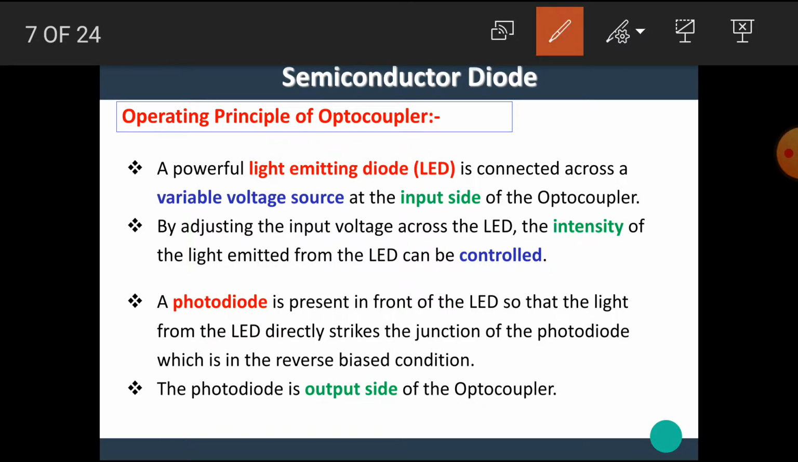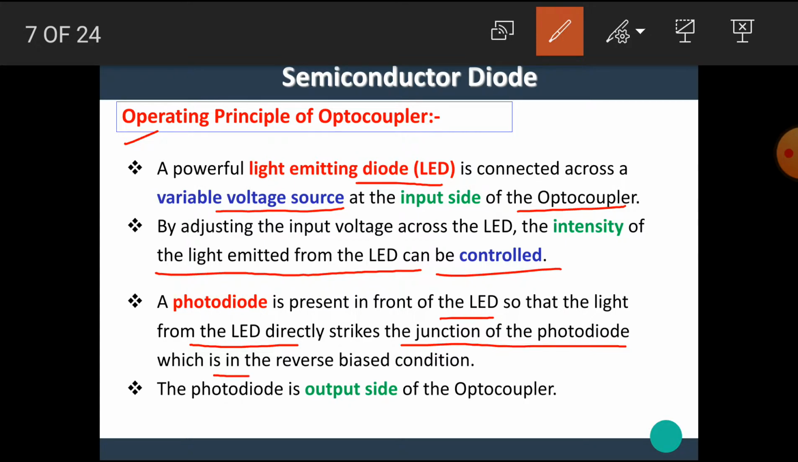Now, let's see the operating principle of an optocoupler. A powerful light emitting diode, LED, is connected across a variable voltage source at the input side of the optocoupler. By adjusting the input voltage across the LED, the intensity of the light emitted from the LED can be controlled. A photodiode is present in front of the LED so that light from the LED directly strikes the junction of the photodiode, which is in the reverse bias condition. The photodiode is the output side of the optocoupler.